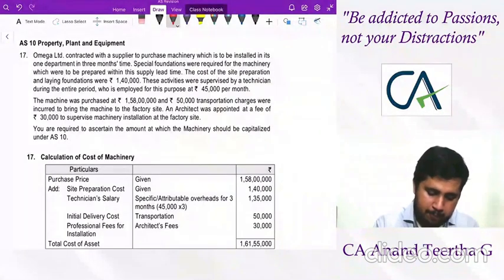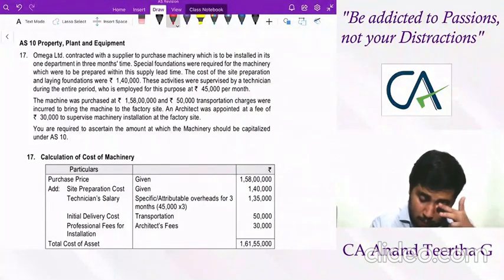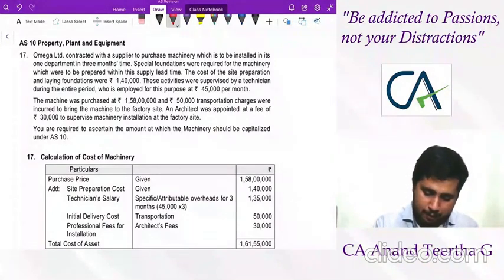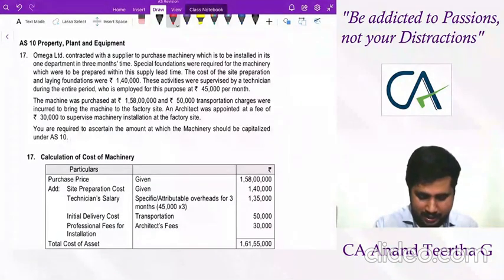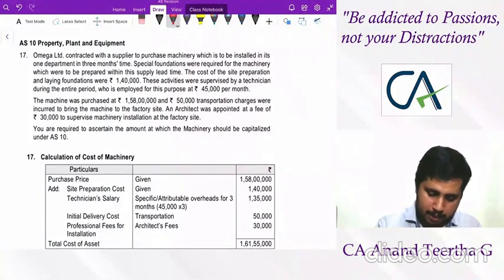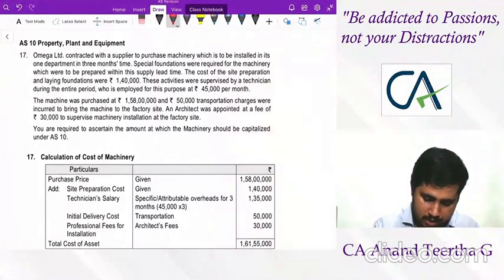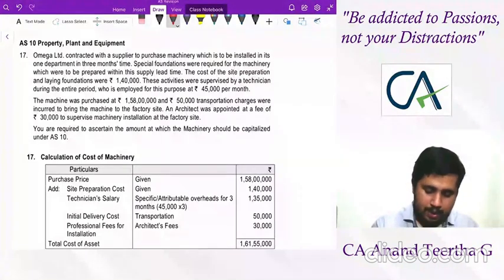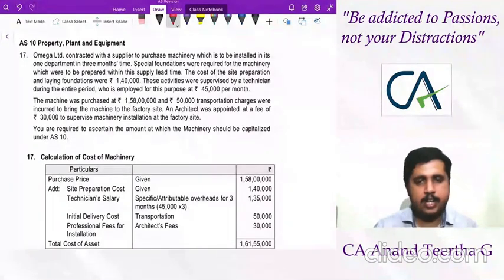The machine was purchased at 1 crore 58 lakh and 50,000 transport charges were incurred to bring the machine to the factory site. An architect was appointed at a fee of rupees 30,000 to supervise machinery installation at the factory site. You are required to ascertain the amount at which machinery should be capitalized under AS10.